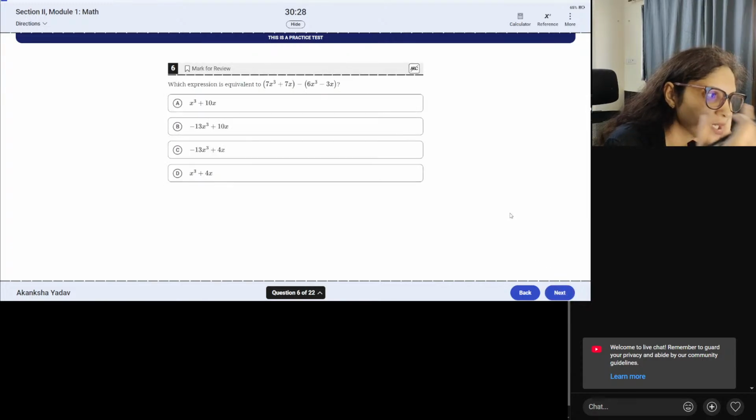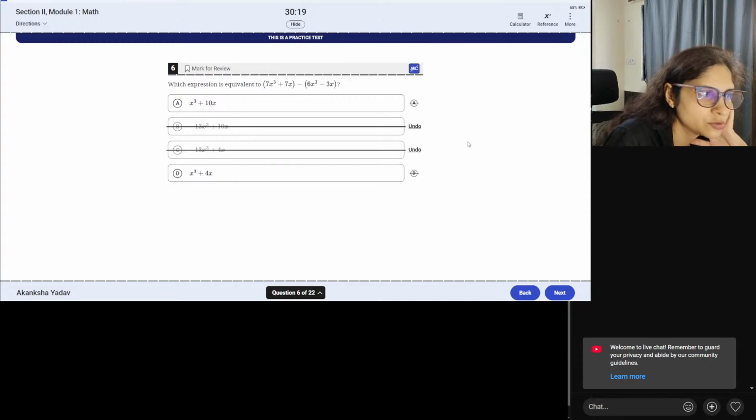Which is equivalent to 7x cube plus 7x minus 6x cube minus 3x. 7 minus 6 is 1, so there should be 1x cube. So these two options are gone. Minus minus is plus, so 7x plus 3x should be 10x. Option A.